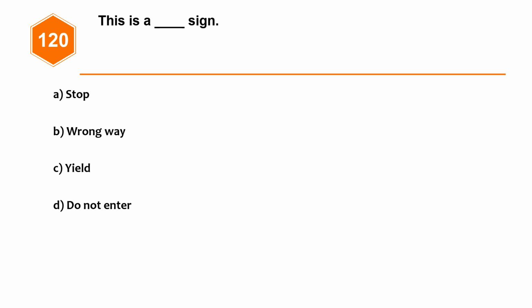Question 120. This is a blank sign. Option A. Stop. Option B. Wrong way. Option C. Yield. Option D. Do not enter.